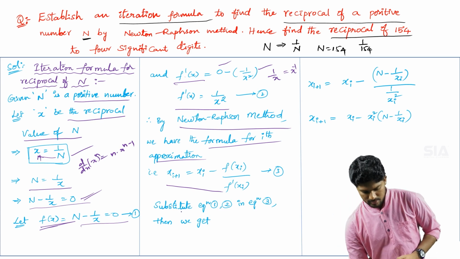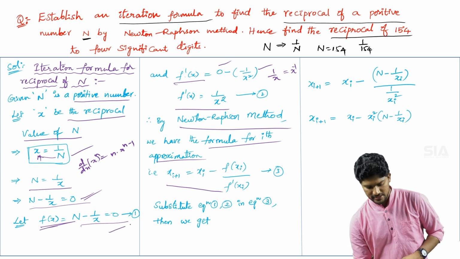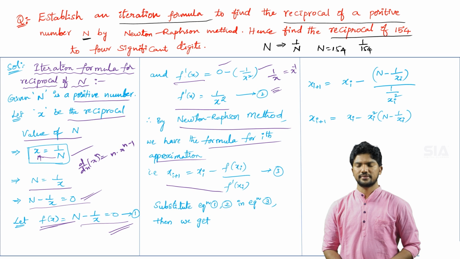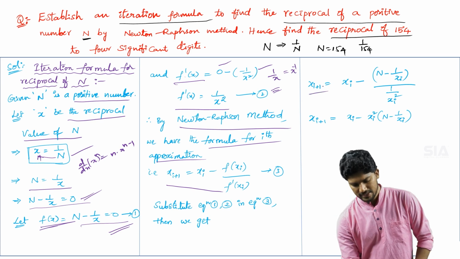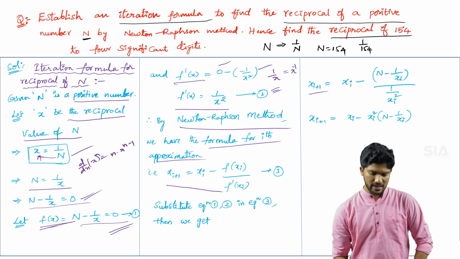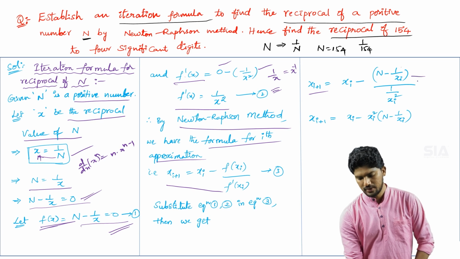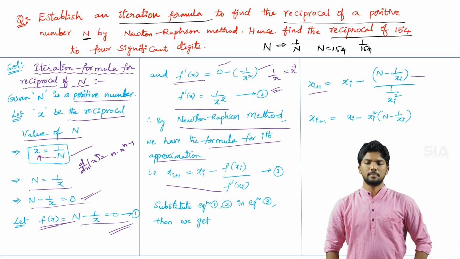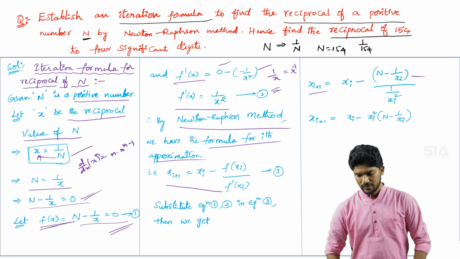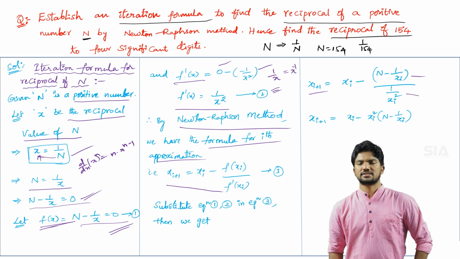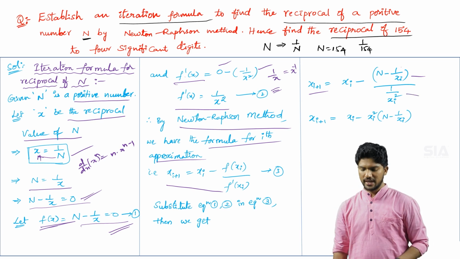Okay, so substitute equation number 1 and equation number 2 in equation number 3. Then we will get x suffix i plus 1 is equal to xi minus f of xi, that is equation number 1, into 1 by f dash of xi. Therefore f of xi squared, therefore 1 by xi squared.